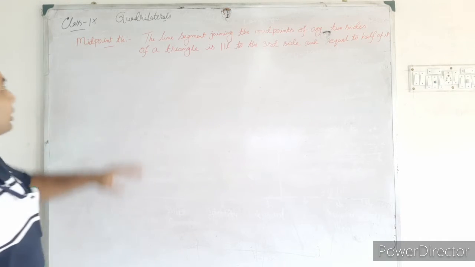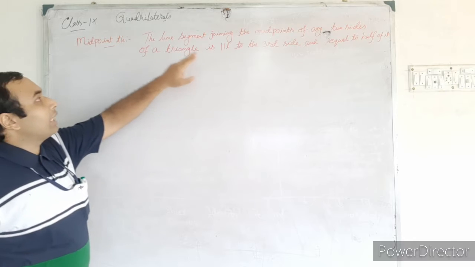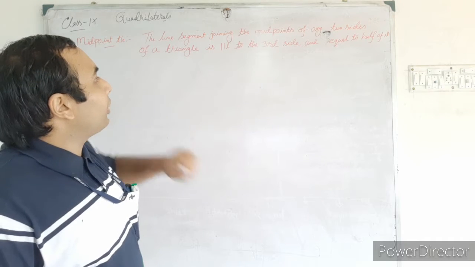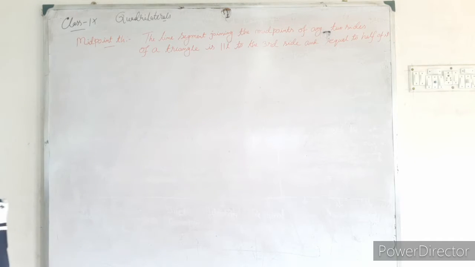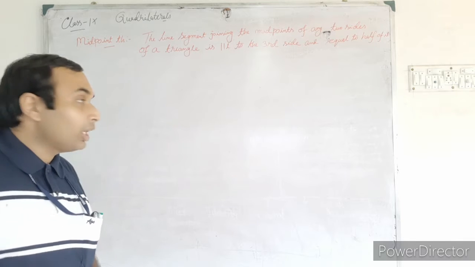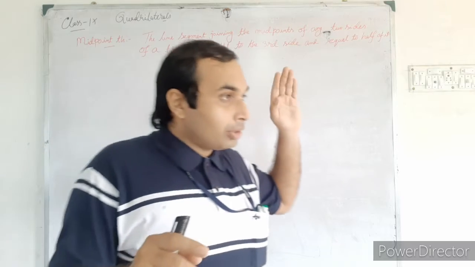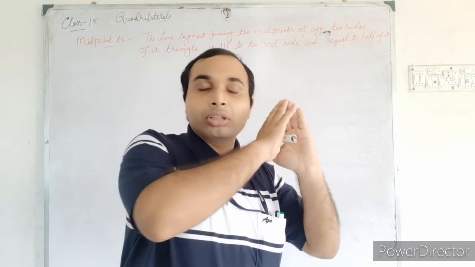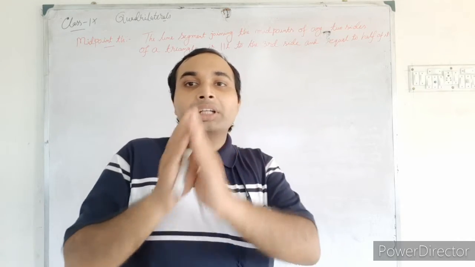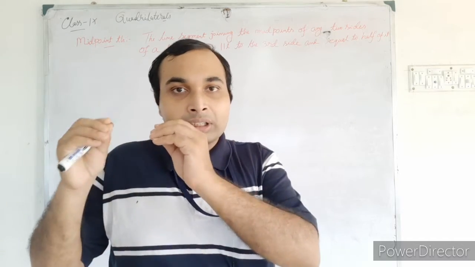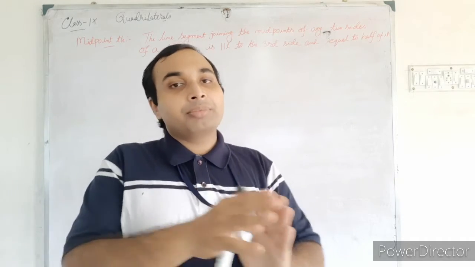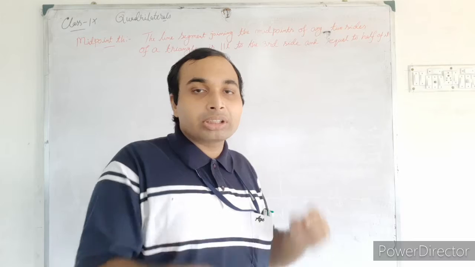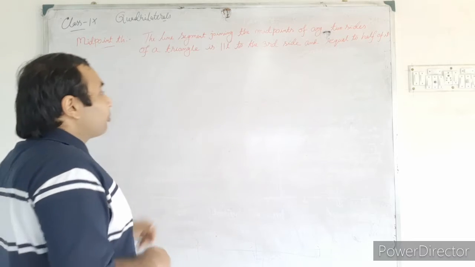So the midpoint theorem, the statement I have written over here: the line segment joining the midpoints of any two sides of a triangle is parallel to the third side and equal to half of it. The theorem is regarding triangles, but it has an application in quadrilaterals. That's why it is included in this chapter.